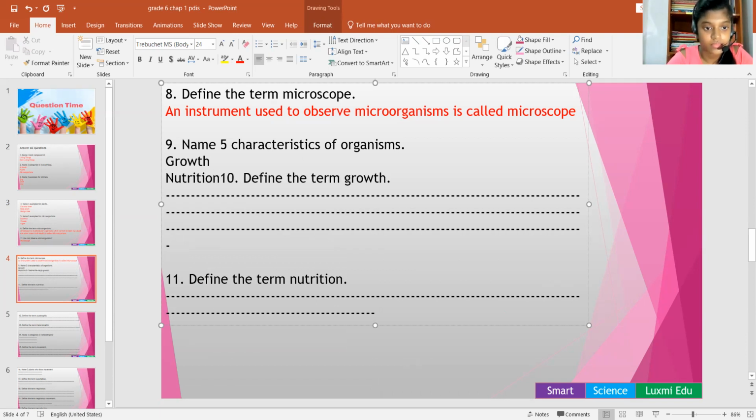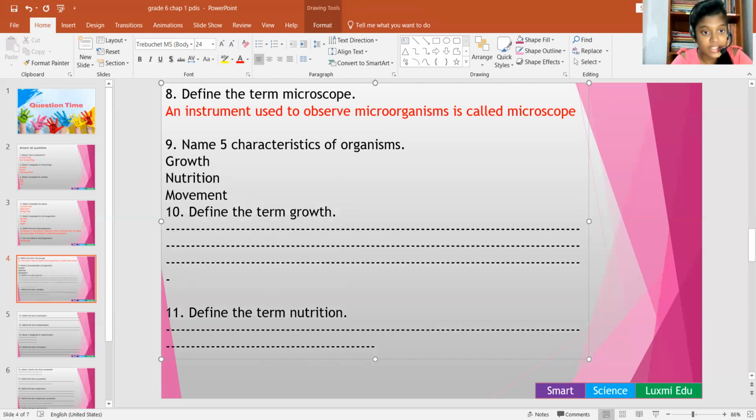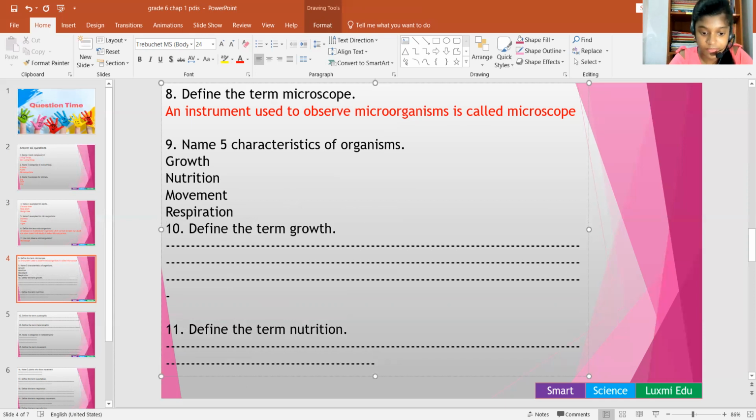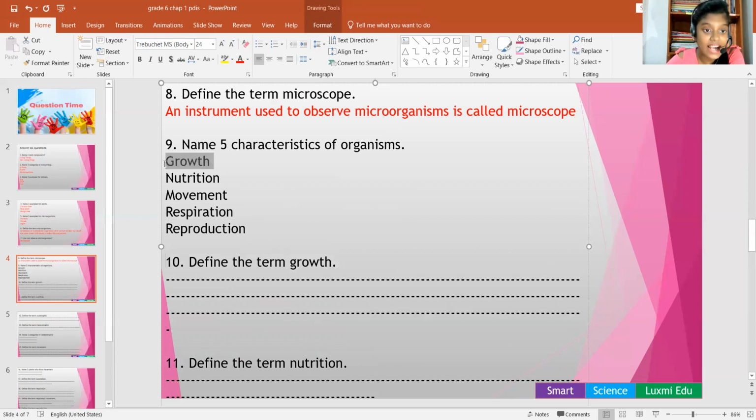Growth, nutrition, movement. You show movement. Then respiration. And reproduction. Okay, so these are the 5 characteristics of living organisms, living things. So they are growth, nutrition, movement, respiration, and reproduction.